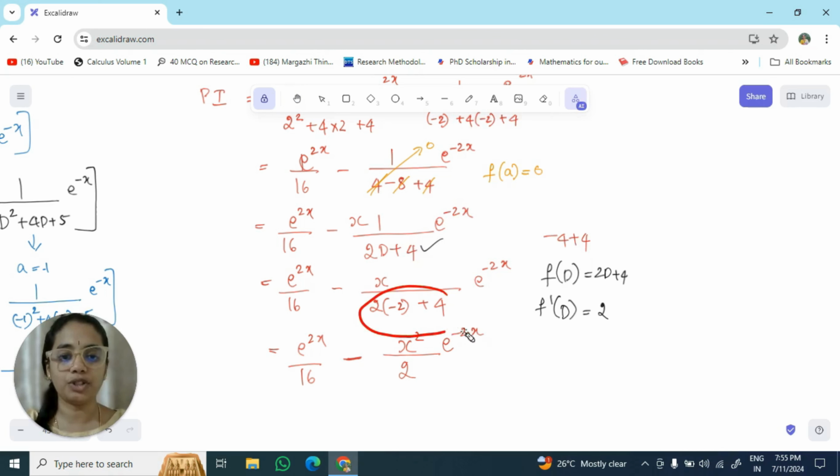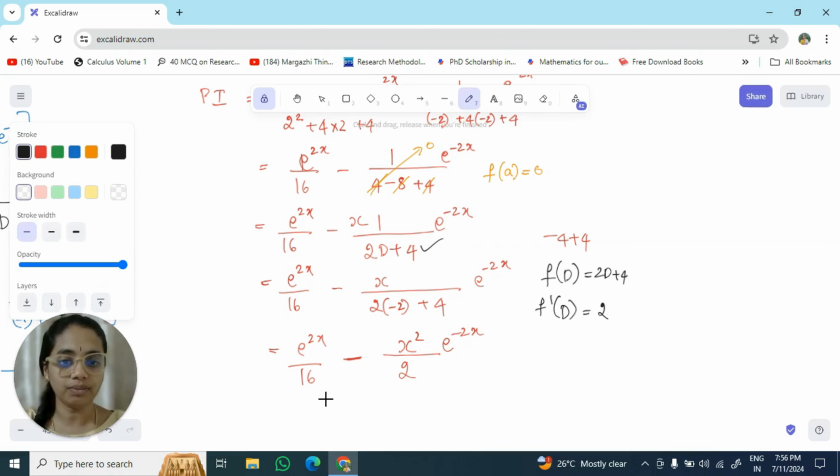Again when you substituted, you observe that the denominator is 0. So again differentiate 2d plus 4 with respect to d itself. Again multiply an x to it. You get x square by 2 into e power negative 2x. If we had a d over here, again we would have substituted negative 2. But we don't have a d. So we'll just end the process over here.